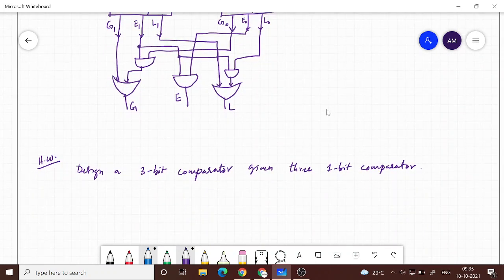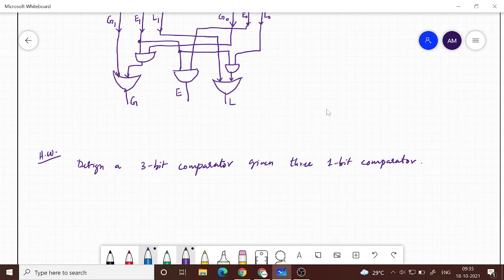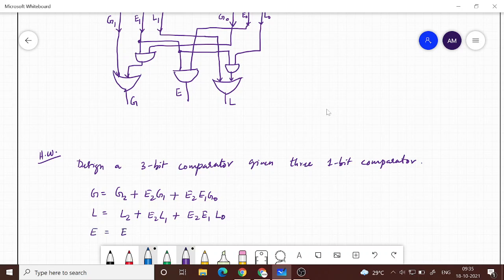So if you look at G, I will just give the combinational circuit connection here. G is going to be G2 plus E2 G1 plus E2 E1 G0, and L is equal to L2 plus E2 L1 plus E2 E1 L0, and E is equal to E2 E1 E0. So that is what you need to do.